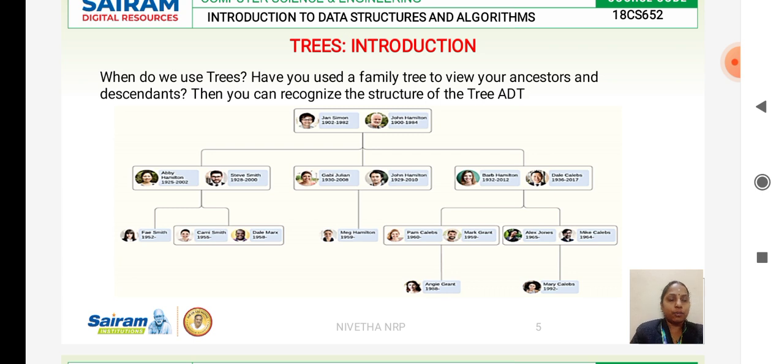We'll see a practical example of a tree ADT. Take our generations. First we have great grandparents, from them we have grandparents, from the grandparents parents have emerged, and from the parents we have children and siblings. This is a hierarchical arrangement of our family members, which is similar to the concept of a tree.